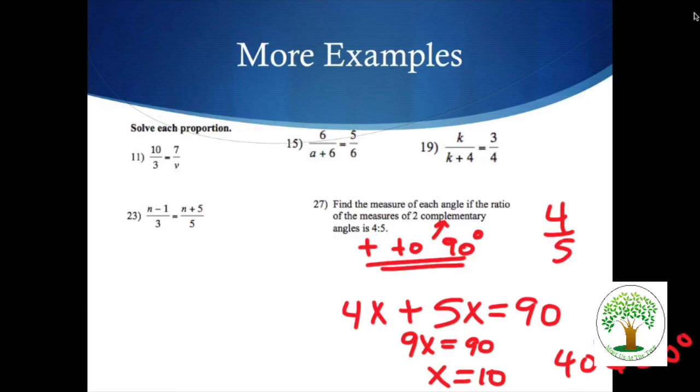Now, do those 2 add up? Do we write it as 40 over 50? No, because they don't want the ratio of them. They want the measures of each of them. Okay, they want the measures of those angles. They told you that the angles have a ratio of 4 to 5, but they don't want the ratio. They want what those measures are. Okay? All right.